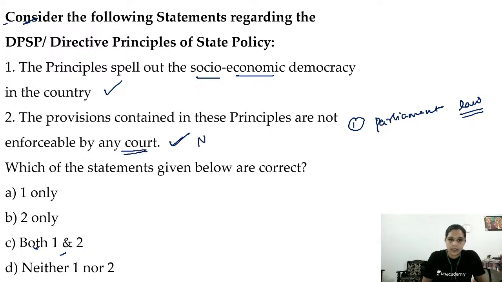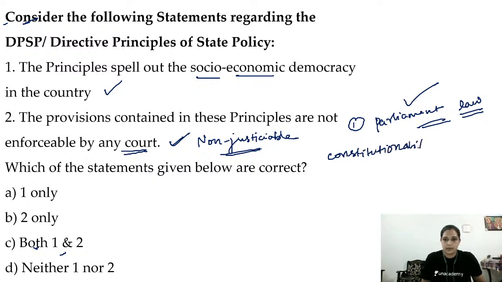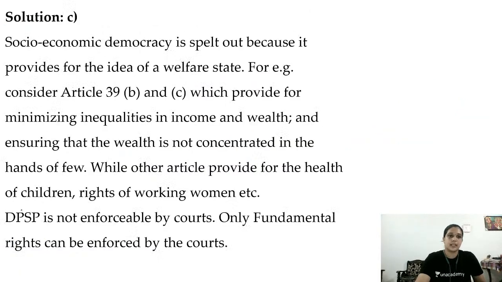The statement clearly means they are non-justiciable. Instead of giving you non-justiciable, they know very well that you all know the term non-justiciable. But with this 'by any court' you will get confused. The provisions contained in principles are not enforceable by any court, but are enforceable by Parliament by bringing any parliamentary law. So this parliamentary law can be questioned in the court, but not the directive principle straight away. This directive principle is used by the court just to check the constitutionality. That doesn't mean it is enforceable. Keep that in mind. So both 1 and 2 are right. Clear? Next.